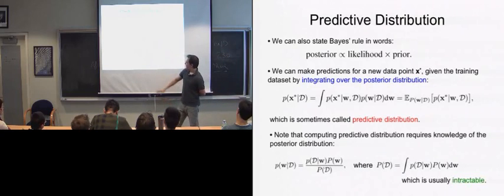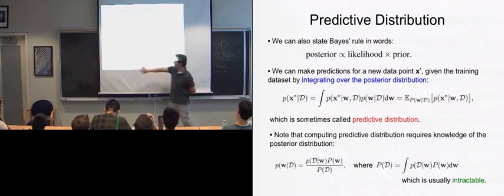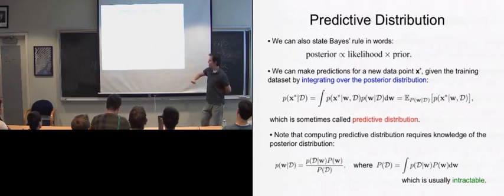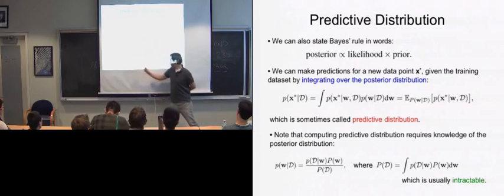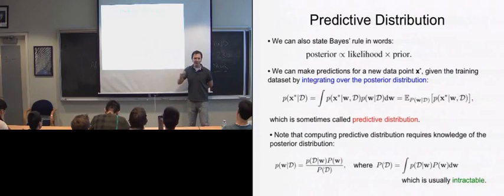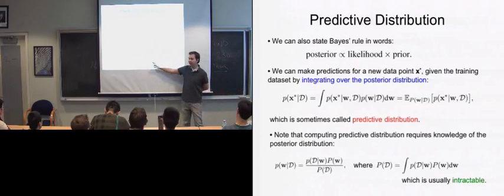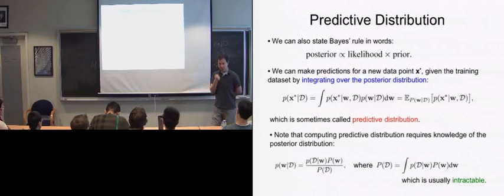And again, computing the predictive distribution requires us to know the posterior distribution of the parameters. If we look at the posterior distribution of the parameters, this integral comes into play, right? It's the marginal likelihood. And again, we're dealing with high-dimensional integrals. In a lot of practical problems, this is something that we will not be able to compute exactly. And that will be a computational challenge.